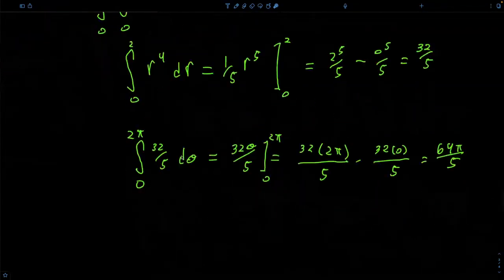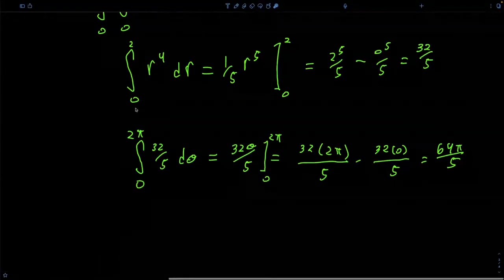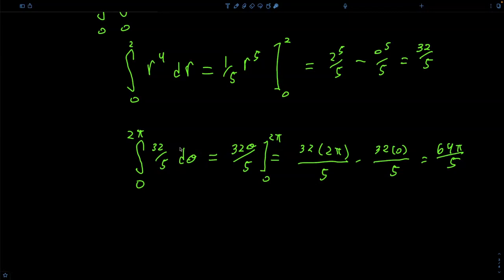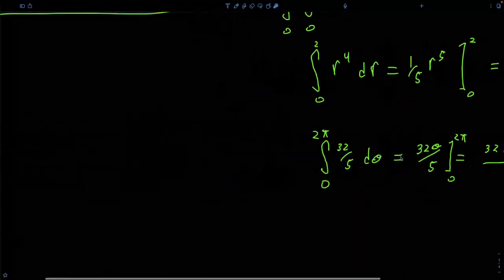The next one will be with respect to theta, from 0 to 2 pi, so this will be 32 over 5 d theta. Then we take the integral, which will be 32 pi theta over 5. We evaluate from 0 to 2 pi, so it's 32 times 2 pi, which is 64 pi, and 32 times 0 is 0, so we get 64 pi over 5.